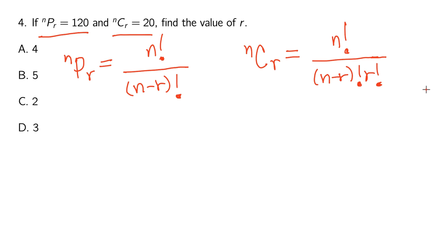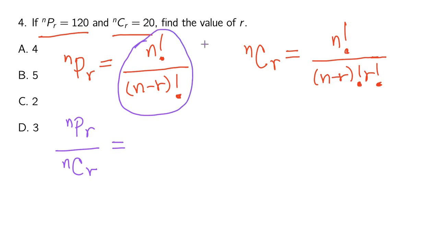So if we write nPr over nCr, what do we get? We get this quantity over this quantity. Now I'm going to simplify this by writing A for this quantity. So wherever we see n factorial over n minus r factorial, we're just going to substitute for A. So we do the same thing for this side also. I hope you don't get confused by this. It's just an easier way to write things.